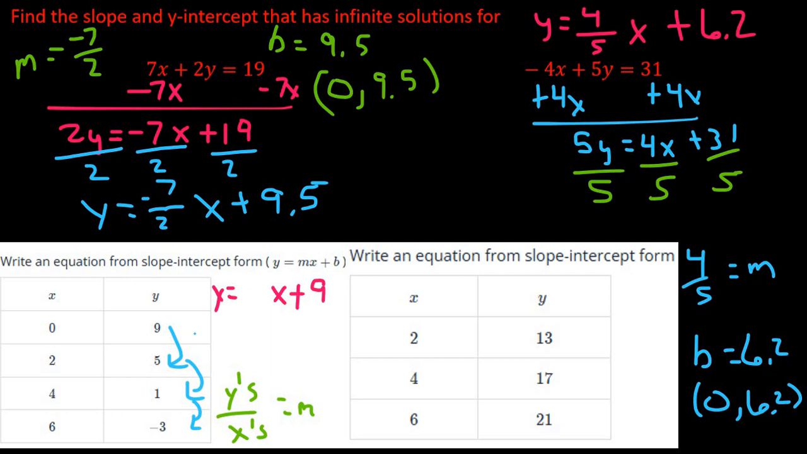We are subtracting 4. So we're going to have a negative 4 over the change in x's, which is from 0 to 2, to 2 to 4, and from 4 to 6, we're always adding 2. And a negative 4 divided by a positive 2 is a negative 2 for the slope. So our equation is y equals negative 2x plus 9.